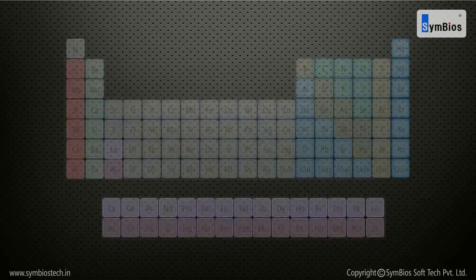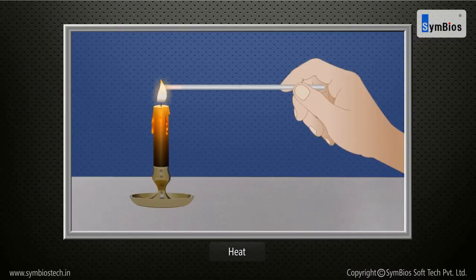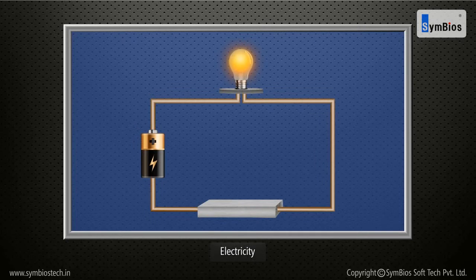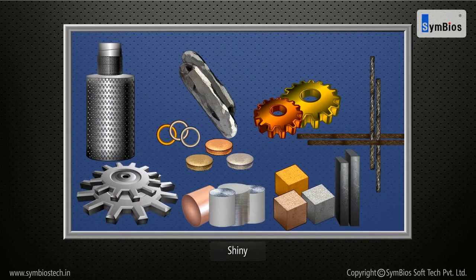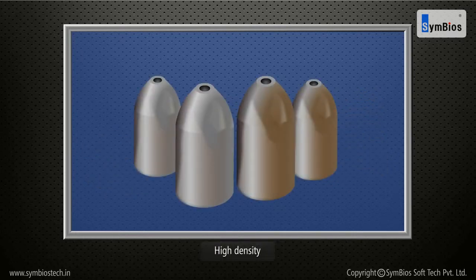Metals are substances that exhibit the following physical and chemical properties. They conduct heat and electricity. They are shiny in appearance, ductile and malleable, with high density.